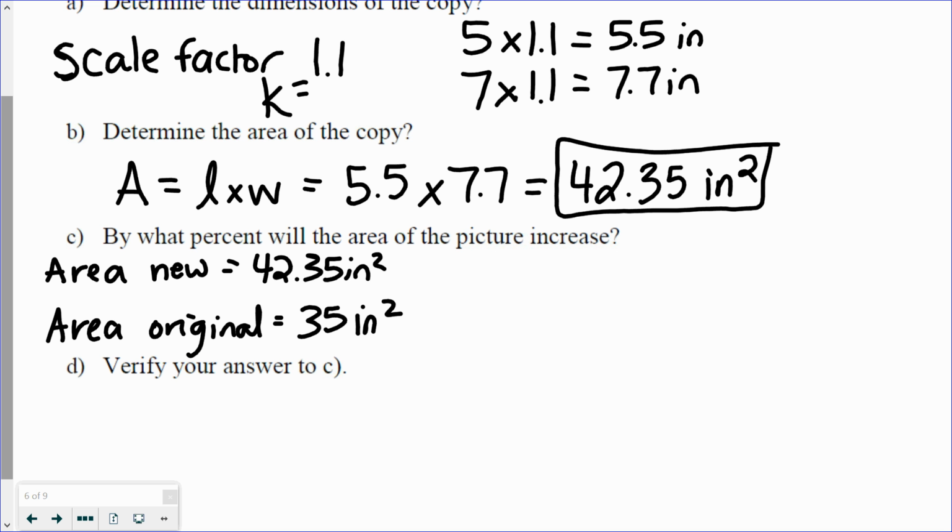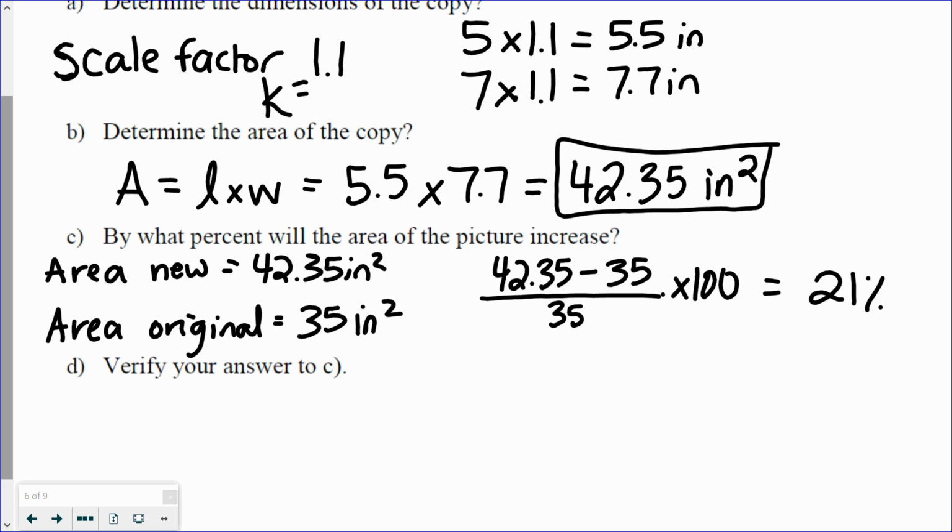Now we can find out the difference between these. 42.35 subtract 35 square inches and divide it by the area of the original. And if we want it as a percentage, we multiply by 100, which gets us 21%. So when we apply a scale factor of 1.1, or enlarge as 110%, what we end up with is a 21% increase in area.